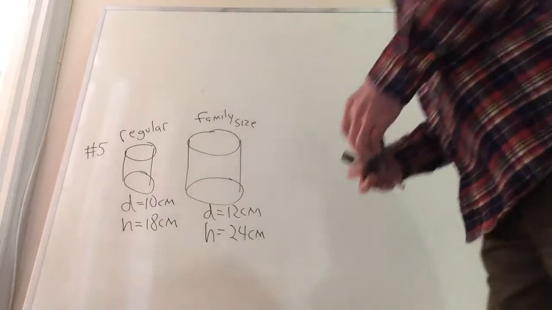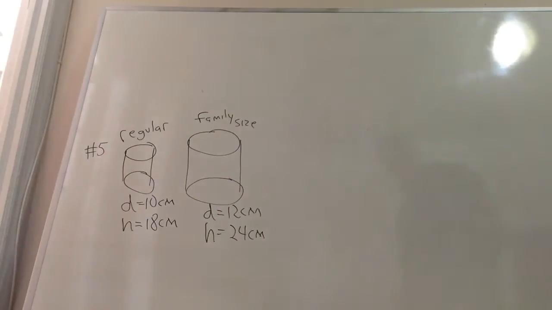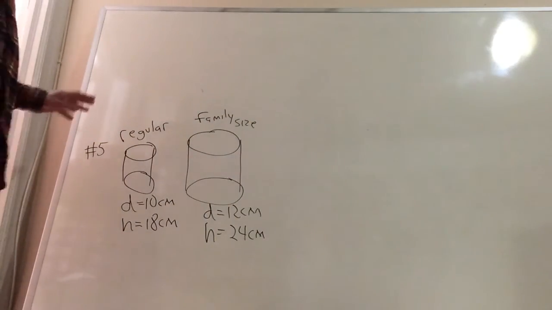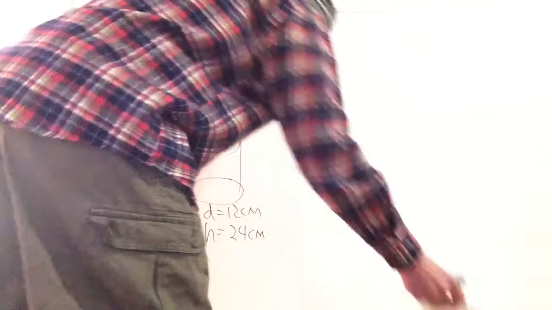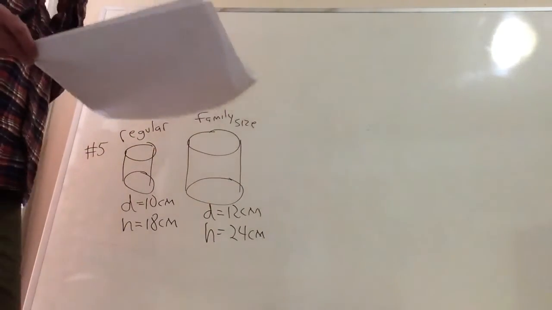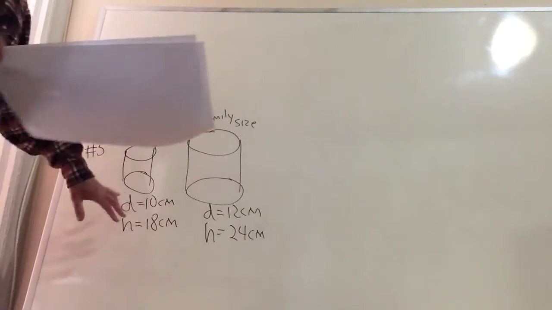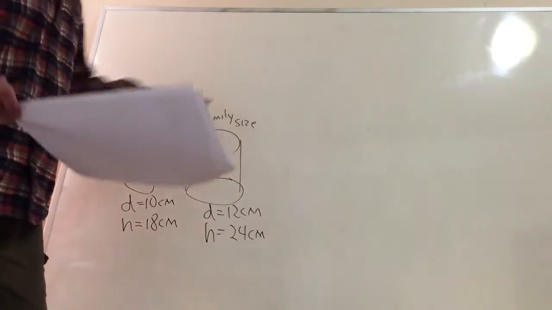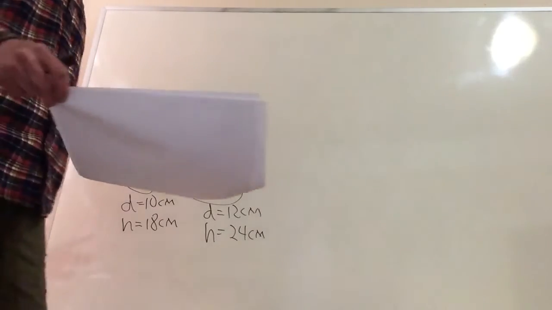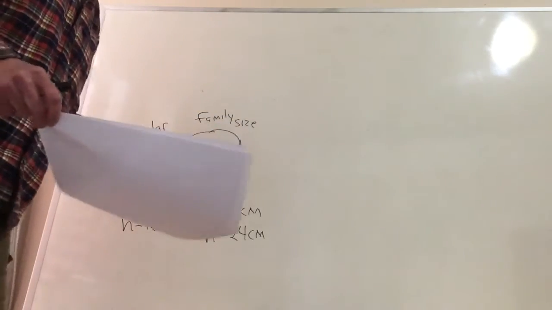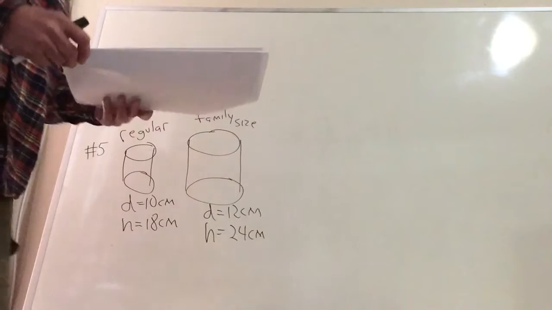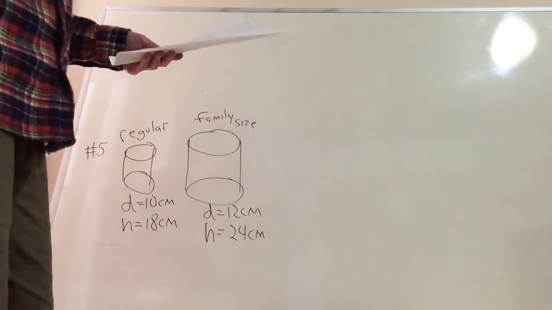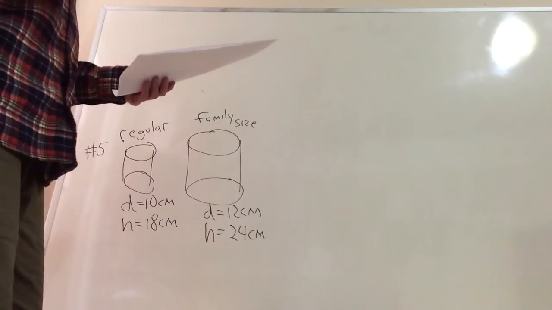And this was homework number 5, a bit more challenging than the one I just did. I'll get over here because I'm trying to avoid getting in the way. And the problem is asking you the following. You have soup cans that you buy in the supermarket. And this is the size of the regular. The diameter is 10 centimeters, and the height is 18 centimeters. And then, of course, the family size, where the diameter is 12 centimeters, and the height is 24 centimeters. So the first question asks you, which has greater volume, 2 regulars or 1 family?